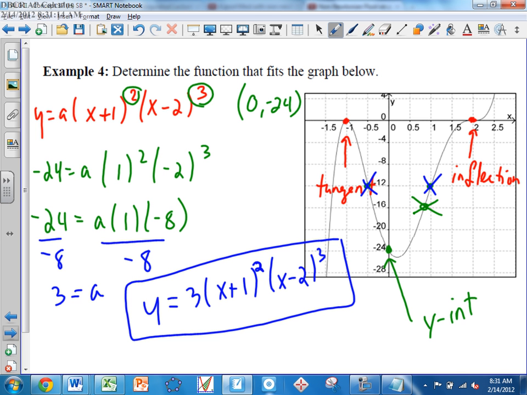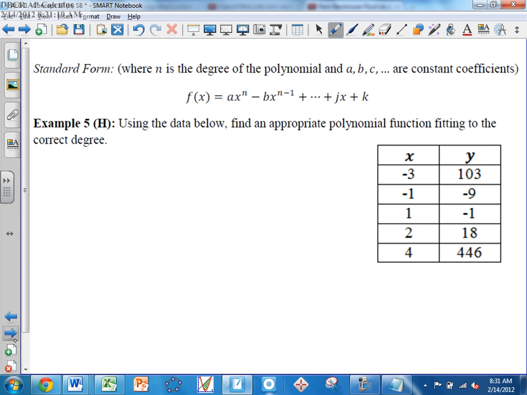Questions? All right, next one, matrix. So standard form now. Matrix power. Don't let this intimidate you, please.